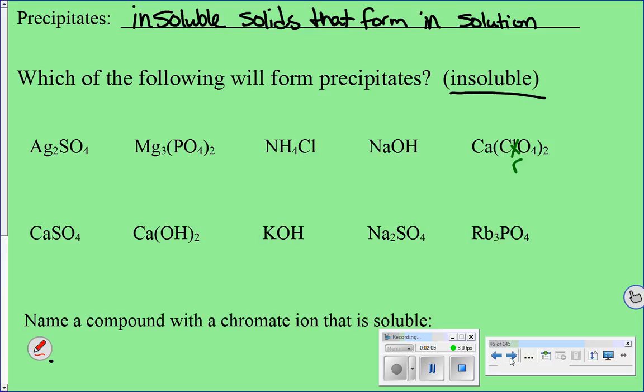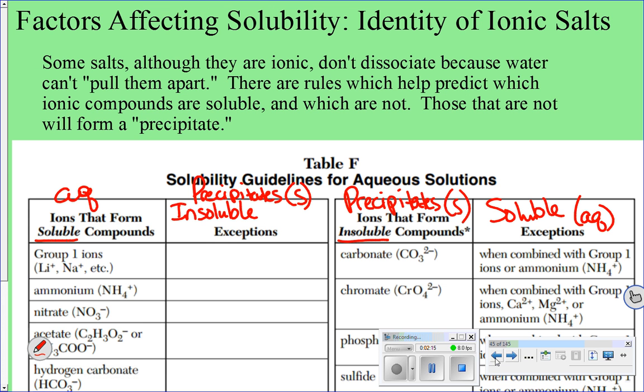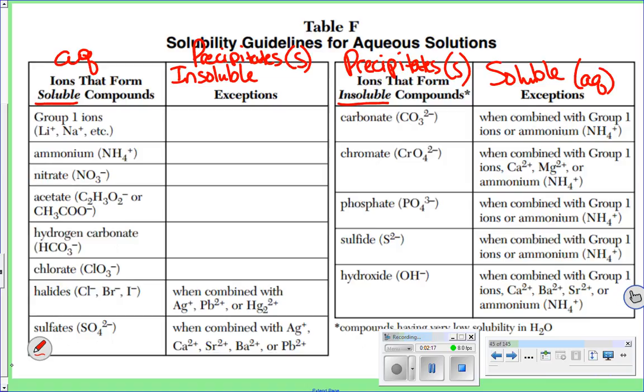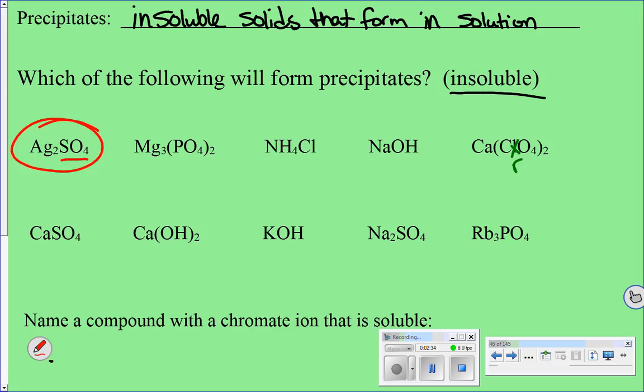So first we're going to start by looking at silver sulfate. I'm going to look up SO4 on table F and find SO4 right here, which is usually in the soluble category. However, it's combined with this exception of silver, which means it is an exception. It is insoluble. It will form a precipitate. So I'm going to circle that.